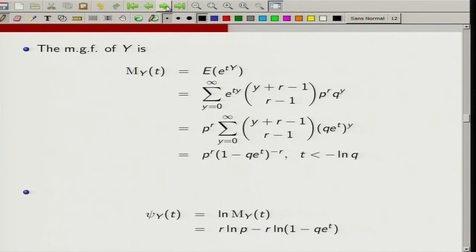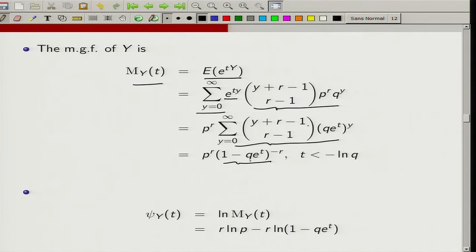Let us look at the moment generating function of y. M y t is expected value of e to power t y. So, you sum e to power t y over the support, which is 0 to infinity, along with the probability mass function, which is this quantity y plus r minus 1 choose r minus 1, p to power r, q to power y. P to power r goes outside, summation y is equal to 0 to infinity, y plus r minus 1 choose r minus 1, q e to power t, to power y. Note that when e to power t was not there, this was nothing but expansion of 1 minus q to power minus r. So, now it would be expansion of 1 minus q e to power t, to power minus r.